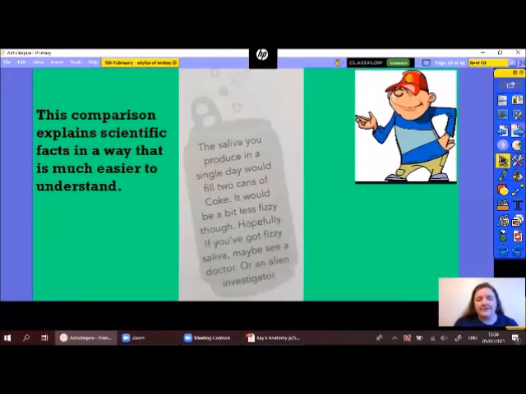Another good comparison that he makes, again, very informal Ian, is telling us all about the saliva that we produce in a day. So the saliva you produce in a single day would fill 2 cans of Coke. So that's a really good comparison for us to be able to understand much easier. And then he uses his humour again. If you've got fizzy saliva, maybe see a doctor or an alien investigator.